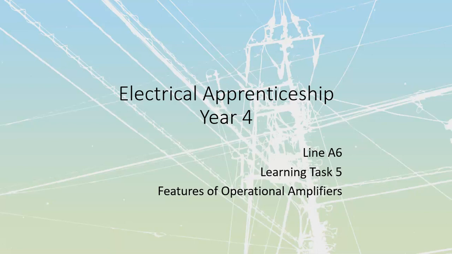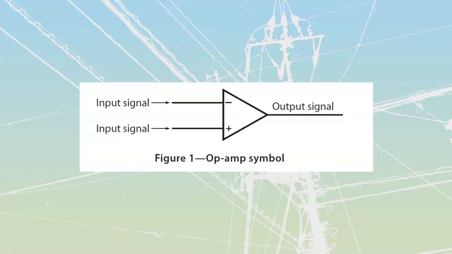All right, line A6, learning task 4 in the new harmonized models, and it would be learning task 11 in the old non-harmonized models. This is going to be the features of operational amplifiers, or op-amps as we are commonly going to call them. An op-amp is usually represented by this symbol over here, and it's a linear or an analog amplifier.